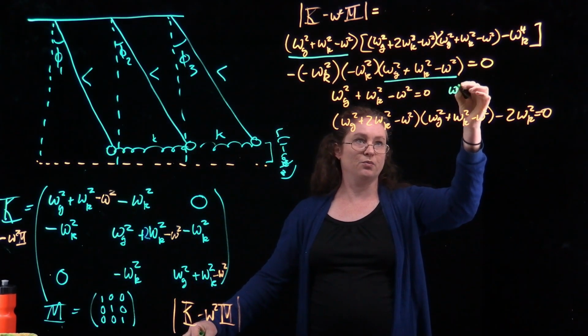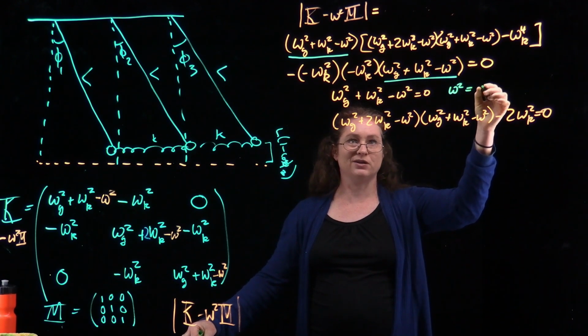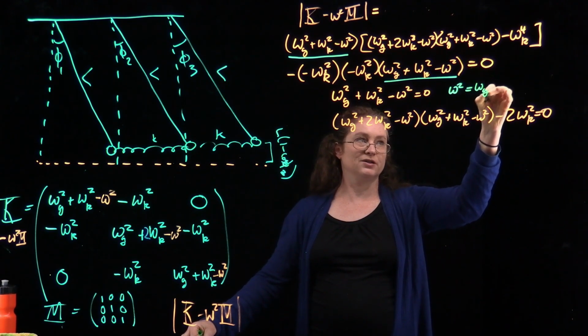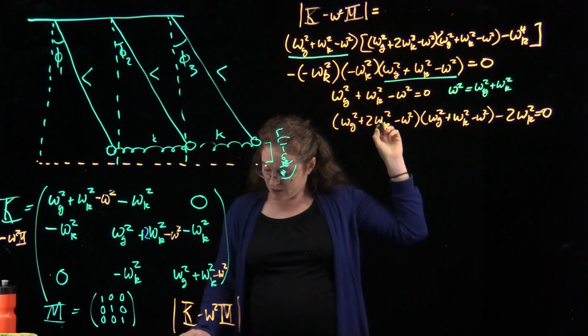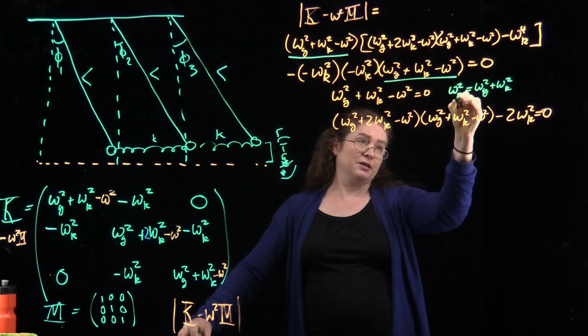For this one, I can say one of the solutions has omega squared equals omega g squared plus omega k squared. And to match the numbering in the book, I'm going to call this omega 2.